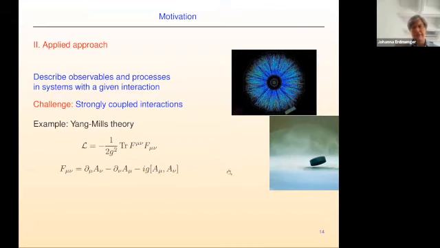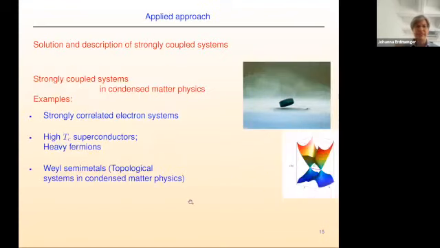But also in high Tc superconductors, the interactions are actually strong. And then generally in condensed matter physics, there are these strongly correlated electron systems, like high Tc superconductors or heavy fermions, and more recently there's also something called the Weyl semimetals. Okay.